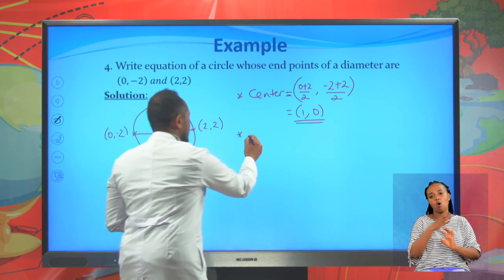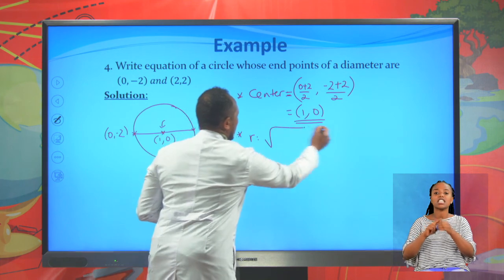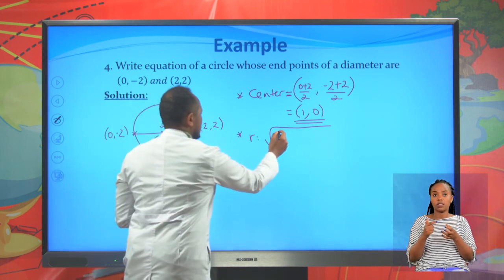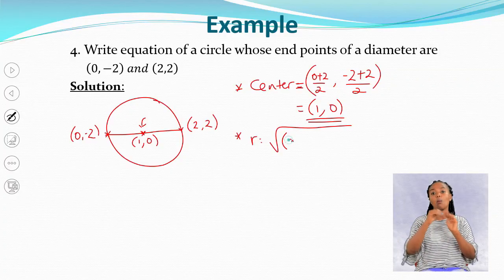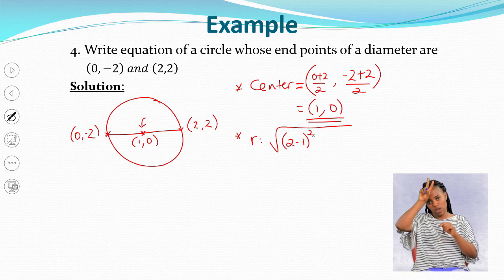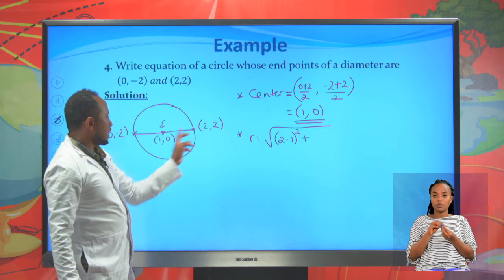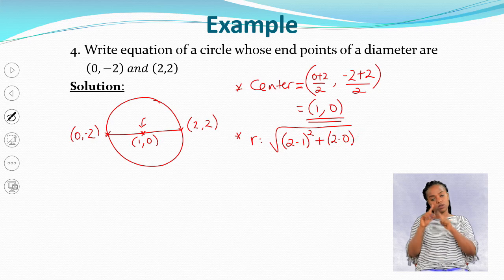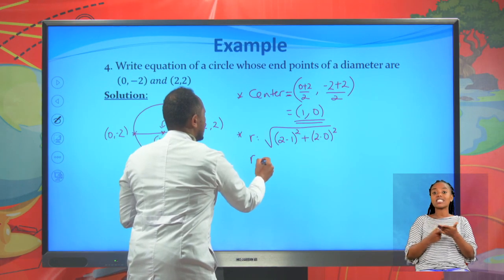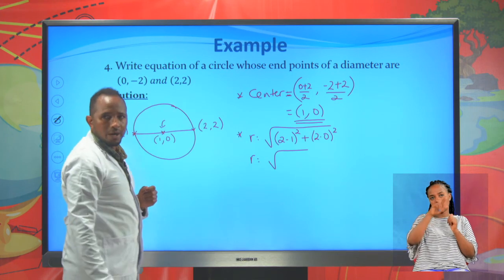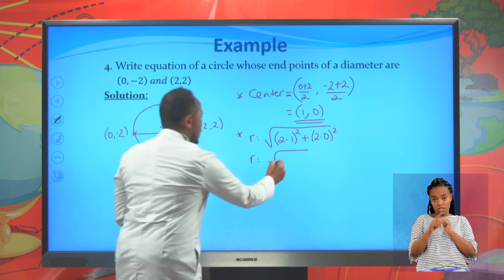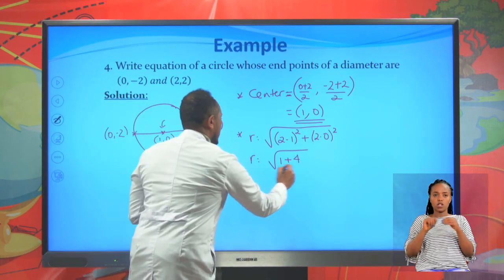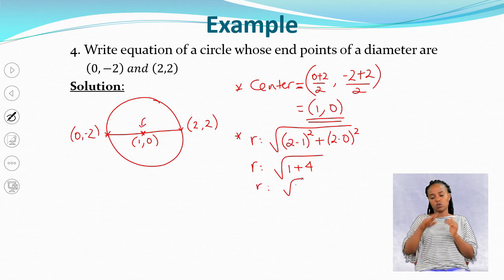So the radius is the square root of the distance between the center and one of the endpoints. Here you have the square root of (2 - 1) squared plus (2 - 0) squared. Therefore, r is the square root of 1 squared, which is 1, plus 2 squared, which is 4. So the radius will be the square root of 5.